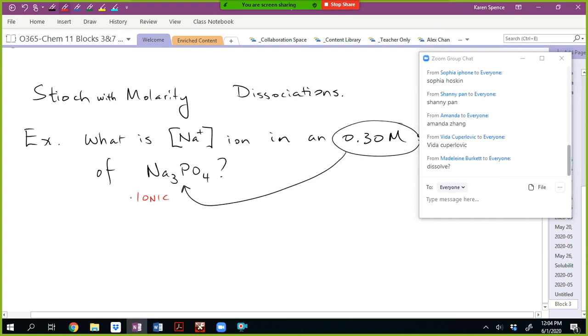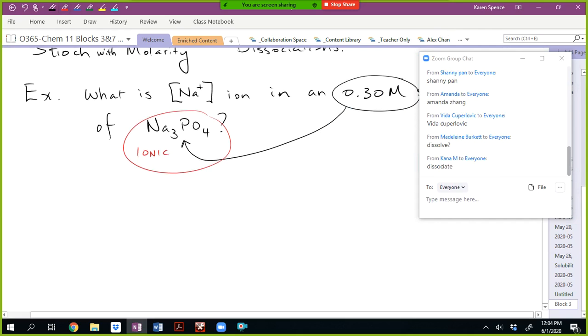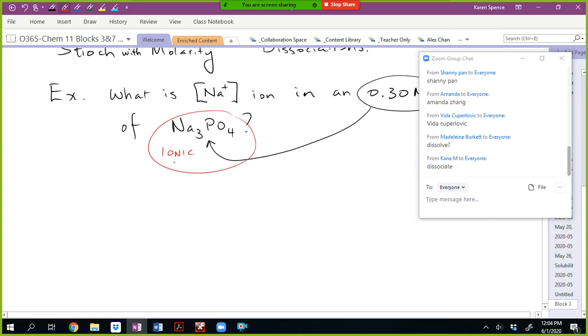Yeah, they dissolve, but they also do something else. Ionic compounds, when we put them in solution, they dissociate. They split apart into their ions. Dissociate. Keep using that word. You need to know it for next year.